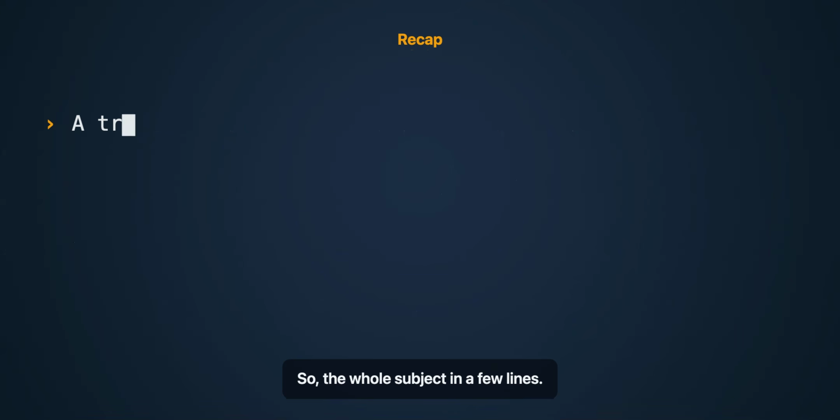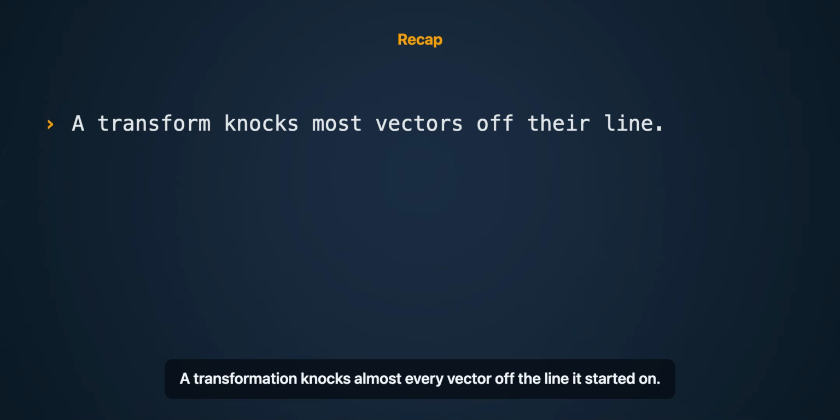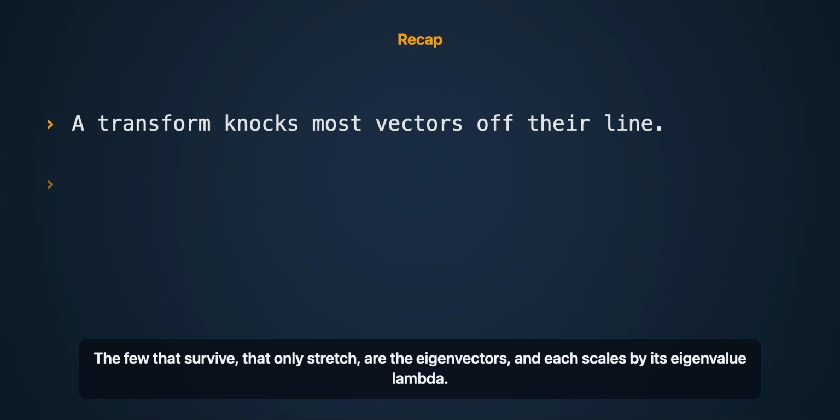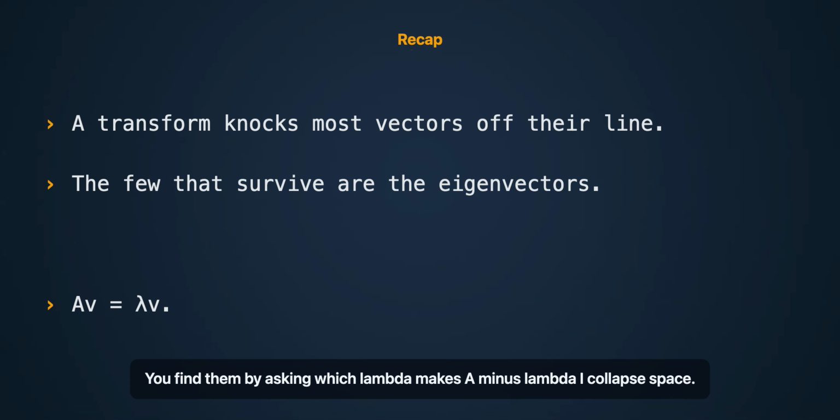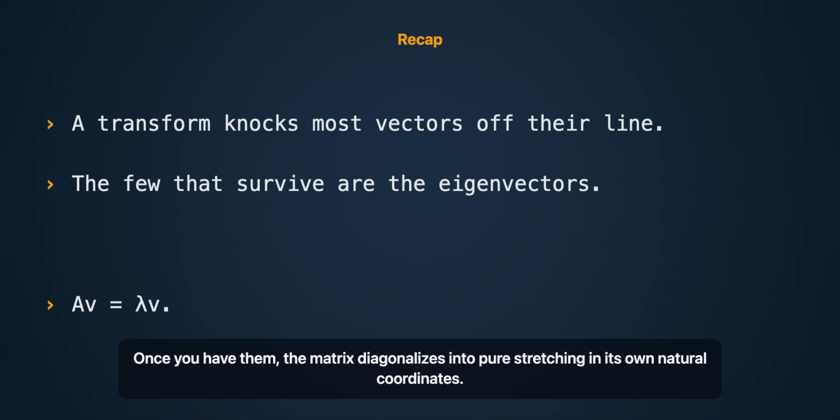So, the whole subject in a few lines. A transformation knocks almost every vector off the line it started on. The few that survive, that only stretch, are the eigenvectors, and each scales by its eigenvalue, lambda. You find them by asking which lambda makes A minus lambda I collapse space. Once you have them, the matrix diagonalizes into pure stretching in its own natural coordinates.